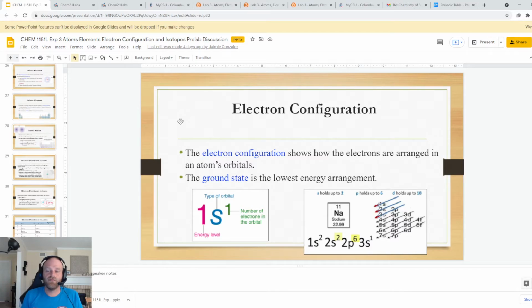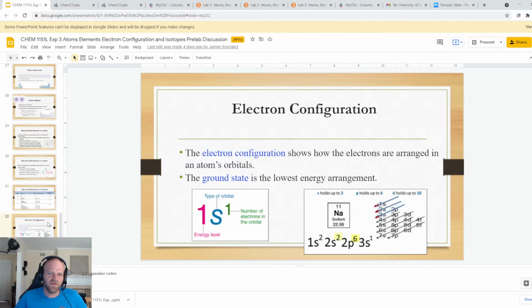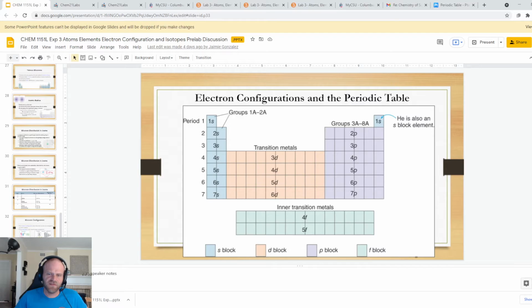But this is one of the harder concepts, especially orbitals. I don't think I covered orbitals until I was in organic chemistry. So this is a little bit stronger of a chemistry concept, I'll say. And I'm not too concerned about the ground state. Ground state just means lowest energy level, lowest energy arrangement. So I'm not sure if you're even going to fill out anything like that for this lab.